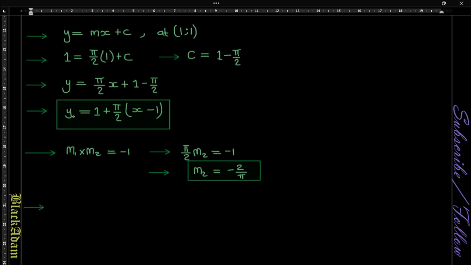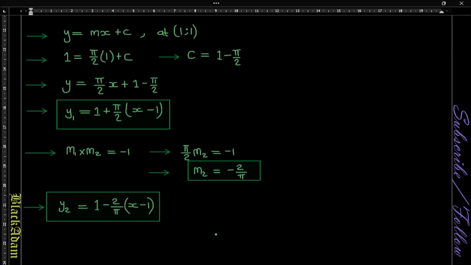Now we substitute, to separate the equations. We have y1 equals 1, and the gradient changes to -2 over pi. Nothing else changes, everything is the same, it's only the gradient that changes. So that gives us our final answer. Therefore the two lines, the equations y1 and y2, are perpendicular to each other, so that's our final answer.